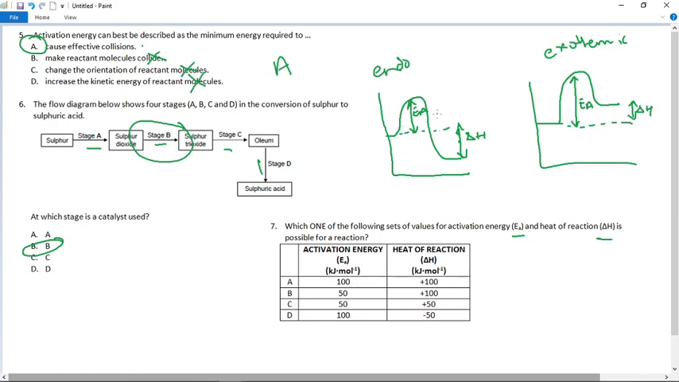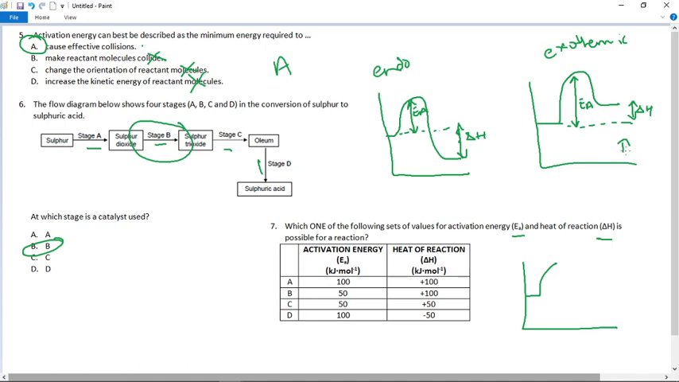So if we look at this one and we say we were drawing the graph, here we would have a certain amount of energy for our reactants. The activation energy will go up 100. But if the heat of reaction is positive 100, I have to have this reaction here.